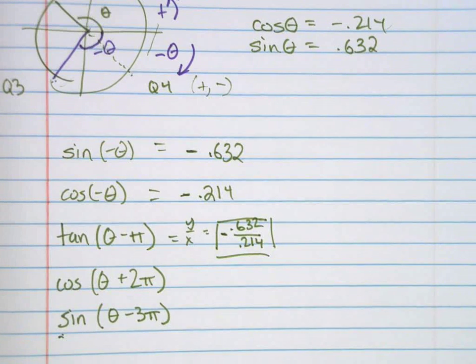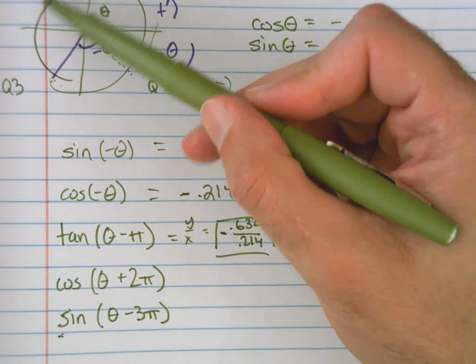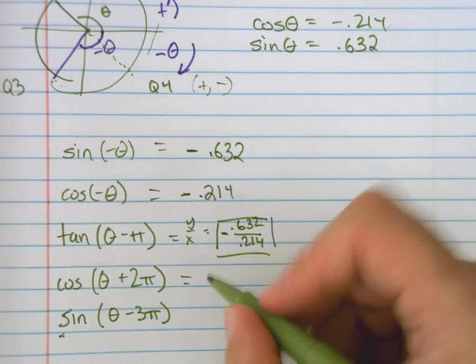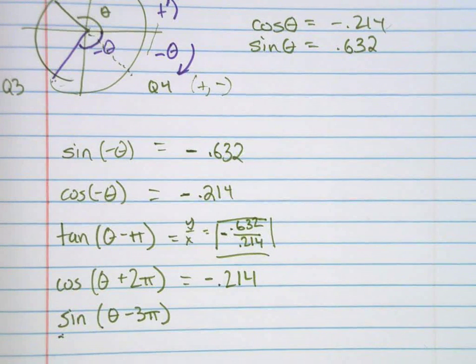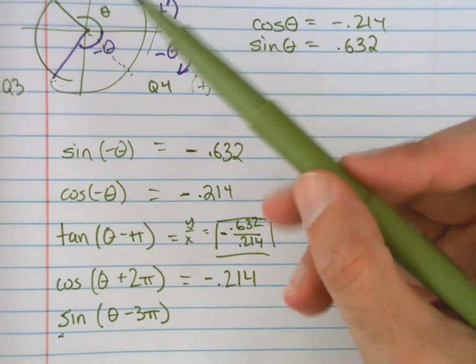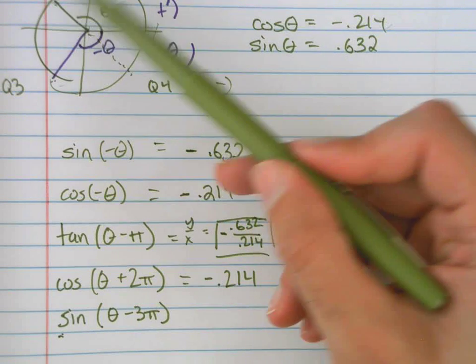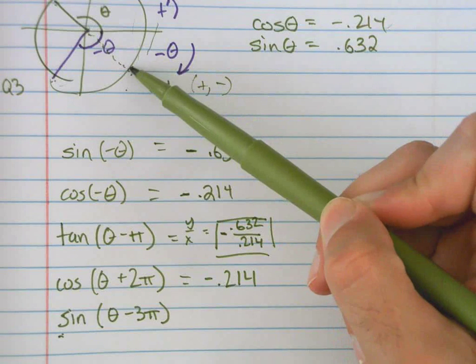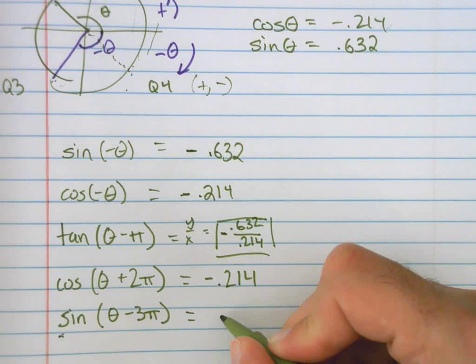Cosine of theta plus 2 pi. So we go to theta, and we're going to add, so that means we're going to go this direction, 2 pi. In other words, we're going to end up where we started. So that's going to be just the same thing as cosine of theta. And then sine of theta minus 3 pi. So we go here, and we're subtracting, so we're going this direction. So that's 1 pi, 2 pi, 3 pi. And we end up back over here, and that would be a negative 0.632.